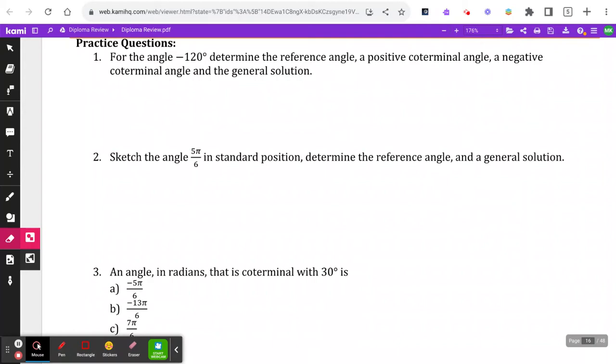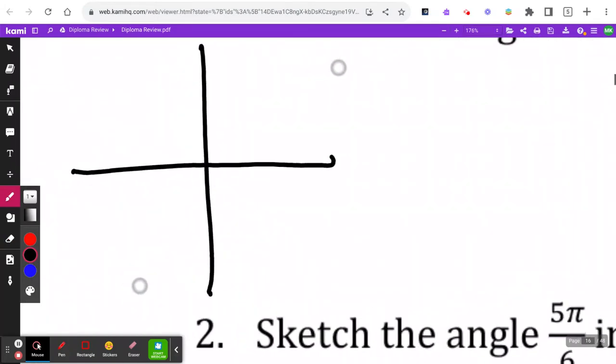So question 1. For the angle negative 120, determine the reference angle, a positive coterminal angle, a negative coterminal angle, and the general solution. What a good question. That hits like everything. Trig. Okay.